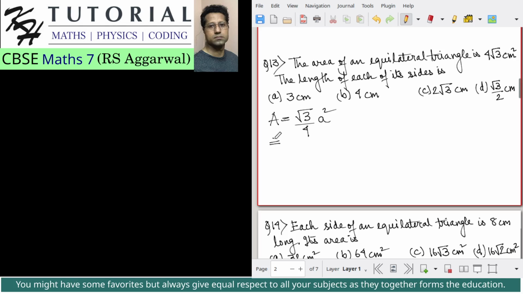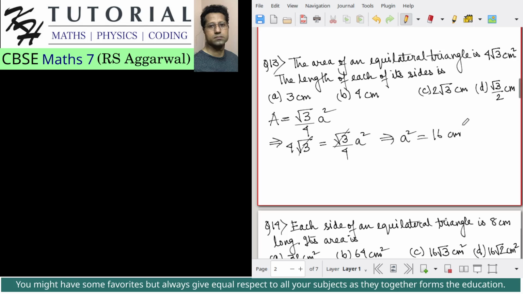Now in this problem the area of the equilateral triangle is given to be 4 square root of 3. So we have 4 square root of 3 is equal to square root of 3 divided by 4 A square. By doing cross multiplication, I will get A square. So I can divide both sides, LHS and RHS of this equation, by square root of 3. I can cancel out square root of 3. So I get A square is equal to 16.